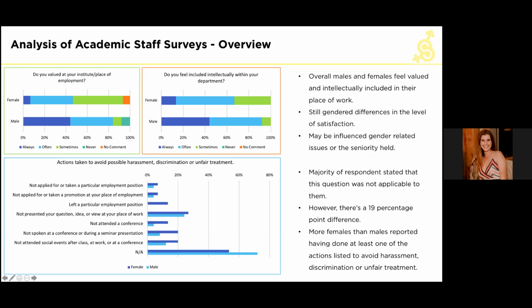However, there are still gender differences as there's a 19 percentage point difference in favor of men. In other terms, 72% of men reported non-applicable in comparison to 53% of females. We can also see that in all of the other instances, females were more likely to do something to avoid possible harassment or discrimination than the males.